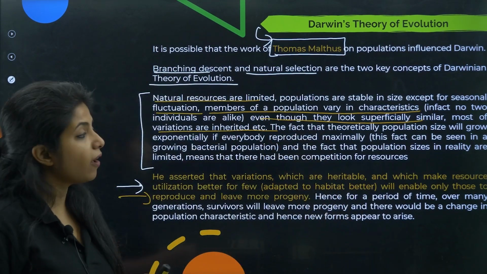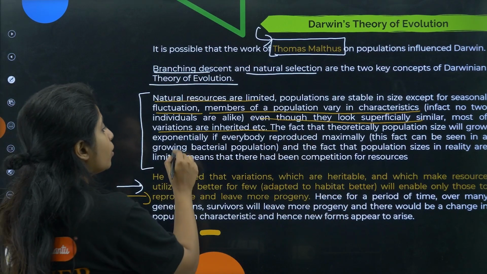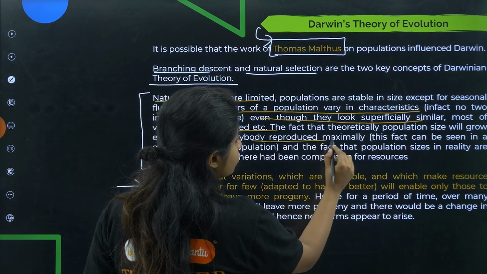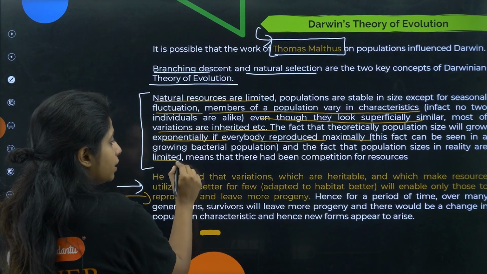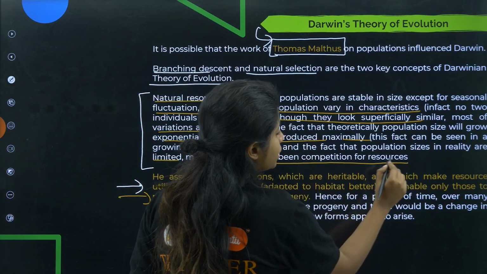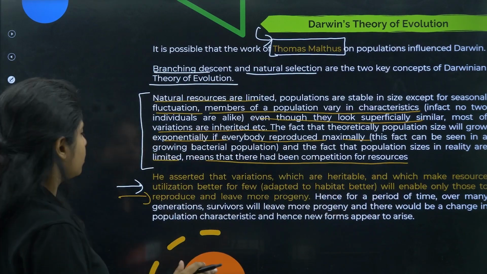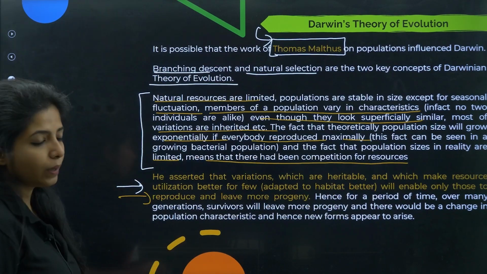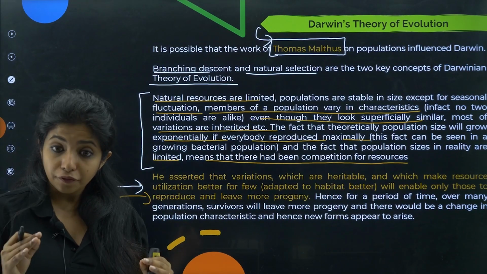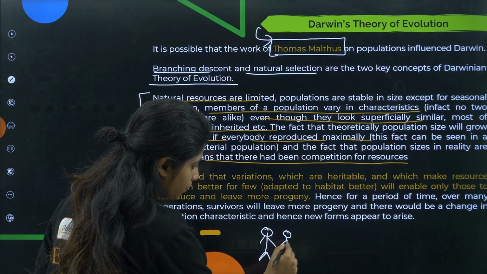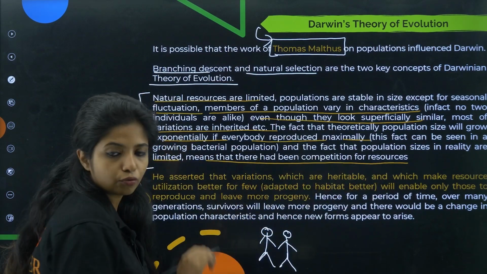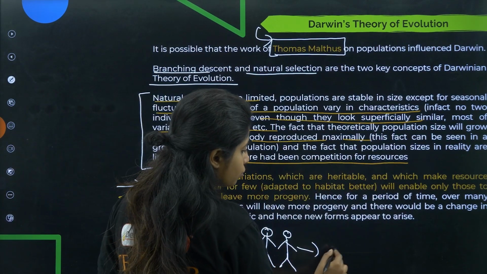Okay, so the fact that theoretically population size will grow exponentially if everybody reproduces maximally, and the fact that population size in reality is limited, means that there has been competition for resources. Simple thing. Okay, I'll tell you what they are saying. So basically, if all the organisms, for example, Chunu and Munu are there. Okay, this is Chunu and Munu. There are other friends of Chunu and Munu also. They reproduce, they will produce offsprings.